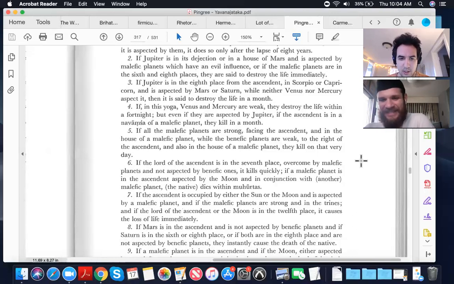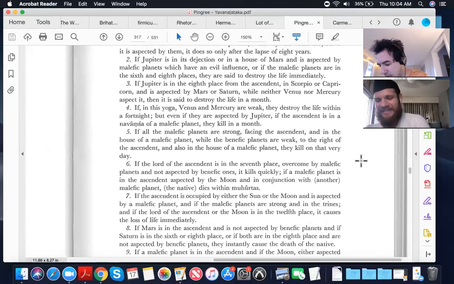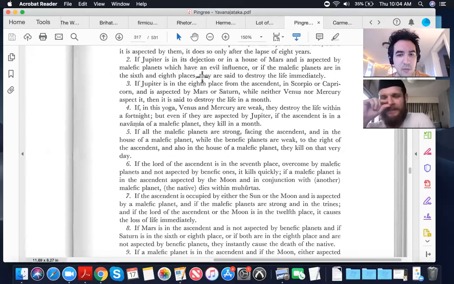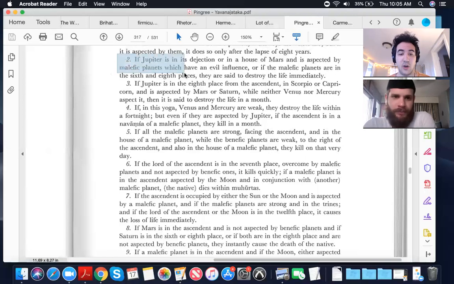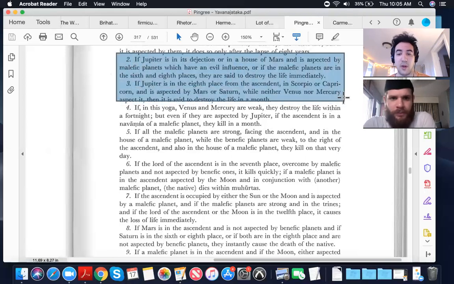Okay, what I wanted to mention is that I was really impressed with this stuff about Jupiter being destroyed. It destroys life immediately if it's in a bad place, in bad dignity. Not because Mars destroys it specifically, but because it loses strength to protect. They're really giving a lot to Jupiter here. Thinking about my friend I mentioned, he has a very powerful Jupiter, albeit in the eighth house, and arguably it protected him.